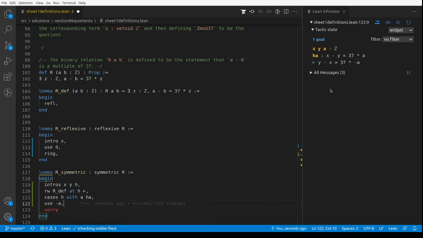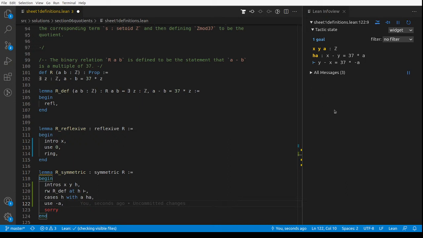That's because the ring tactic doesn't do this job. The ring tactic proves identities in ring theory. The thing that the ring tactic would do, it would prove that y minus x is negative x minus y. The ring tactic doesn't ever use hypotheses, so it would only prove a goal if the goal was directly true without having to use any hypotheses. And right now we have to use hypothesis ha.